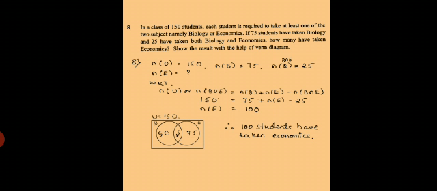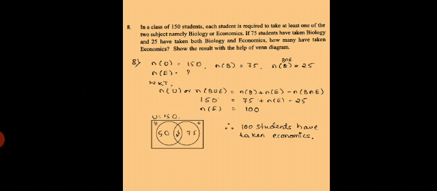That is, n of U is equal to the total number of students, which is 150, and the number of students who take biology is 75, and the number of students studying both biology and economics is equal to 25. Here B is for biology and E for economics. Now they have asked how many students have taken economics, that is n of E is equal to question mark.